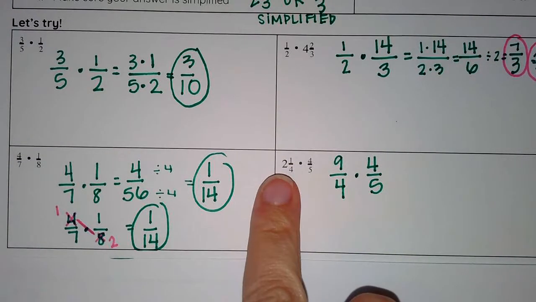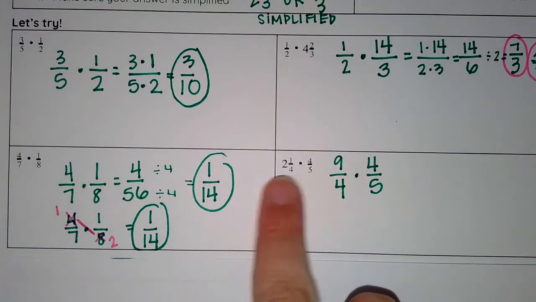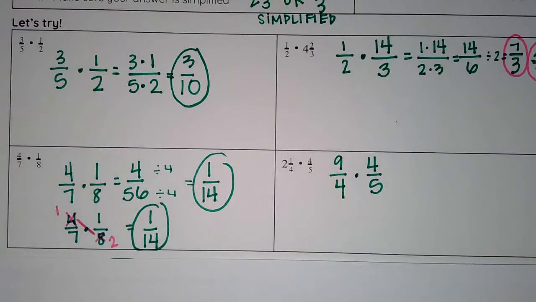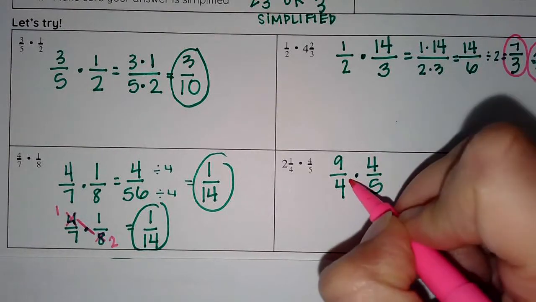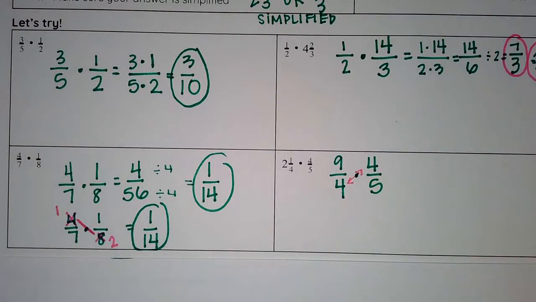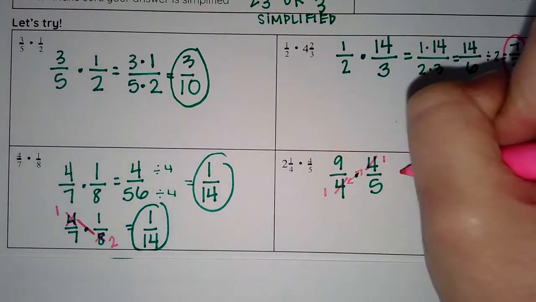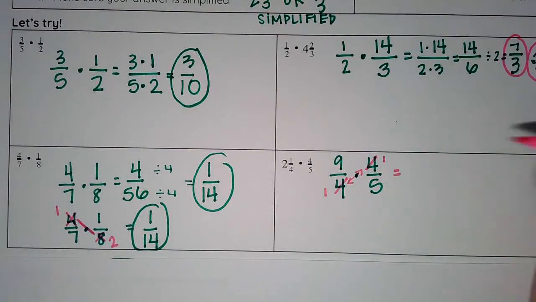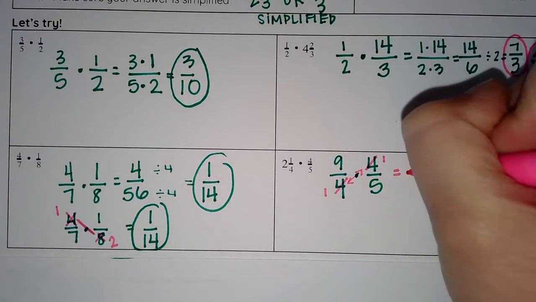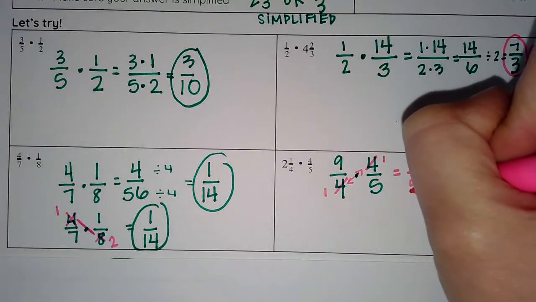Now, if both of these were mixed numbers, I would need to convert both of those. I notice that I have 4 and 4, and those are diagonal from each other. So I'm going to cross that out. 4 divided by 4 is 1. 4 divided by 4 is 1. And that will leave me with 9 times 1, which is 9. 1 times 5, which is 5.